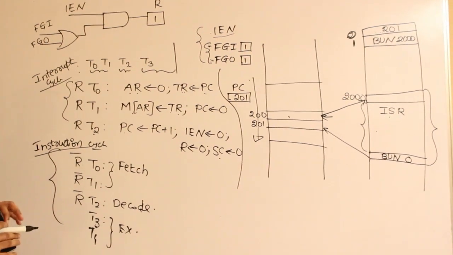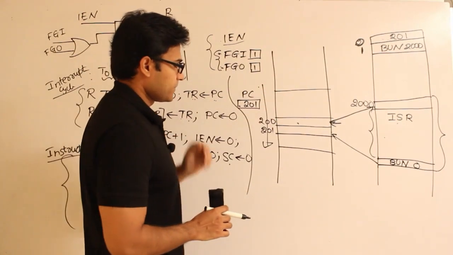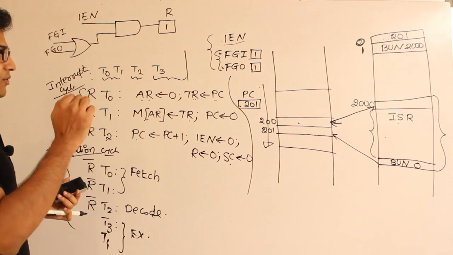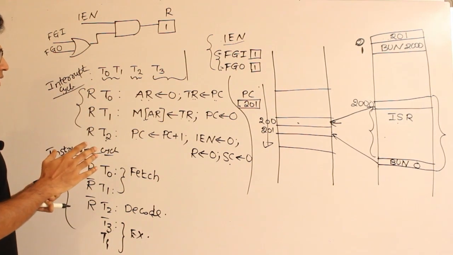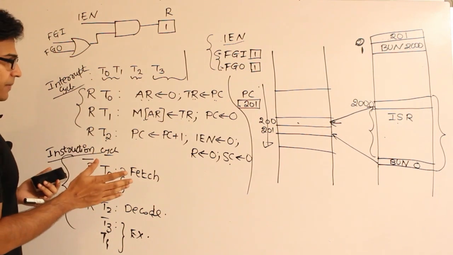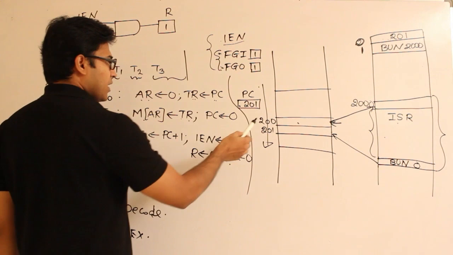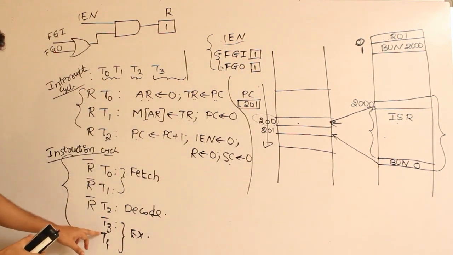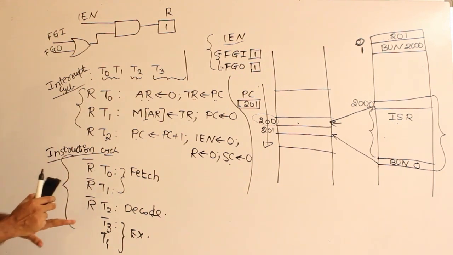So what we did is simple. Whenever you are executing a program, whenever you get an interrupt, then you are supposed to service it. How we service it is, we are not going to do anything until we finish executing the present instruction. So whenever you are executing the present instruction, which means if you are in T3, T4 or something, whatever, you will not do anything.